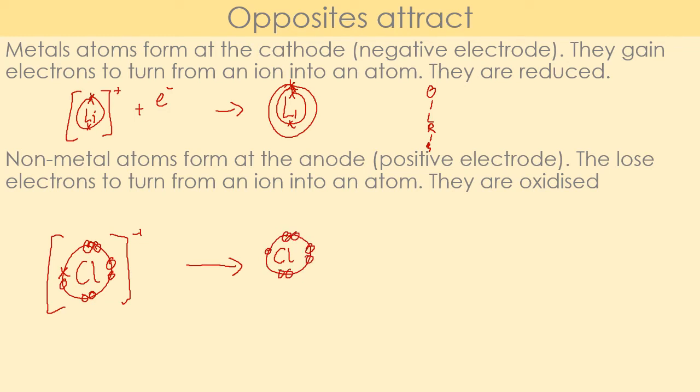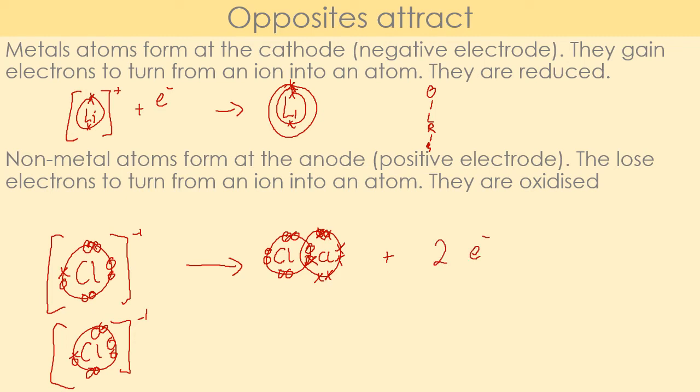And what it will then do, obviously, is join up with another one, so that we have a chlorine molecule, and we'll get 2 electrons because we need 2 atoms to come off there. They've been oxidized. So this part here, I needed 2 ions to make one molecule, and I've got 2 electrons out at the end as well.